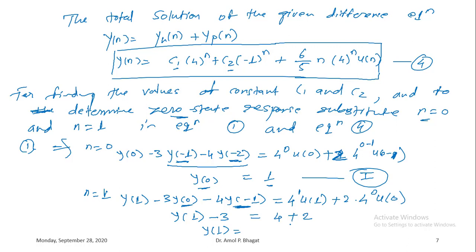And if I send the 3 to the right hand side, it will be plus 3, so y of 1 is equal to 9. So this 3 value I send to the right hand side, and I get y of 1 is equal to 9. I'll call this the second equation.